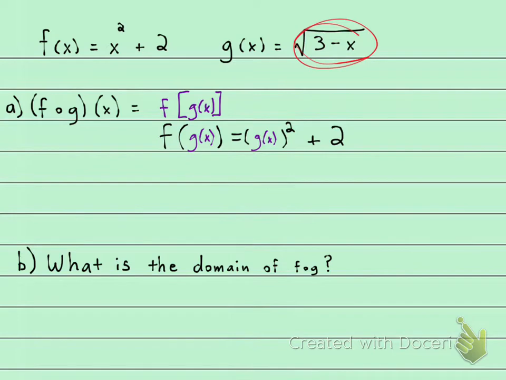And now let's substitute for what the g of x is. The g of x is square root of 3 minus x. So square root of 3 minus x. And in here, square root of 3 minus x. Make sure that radical goes all the way.